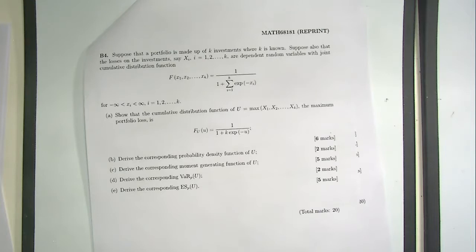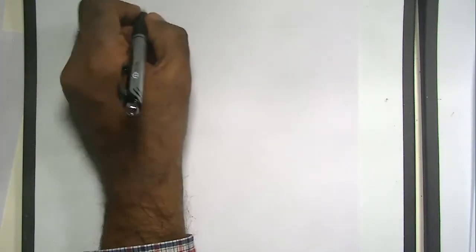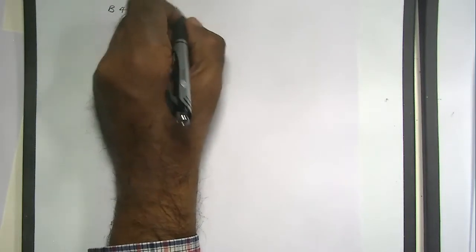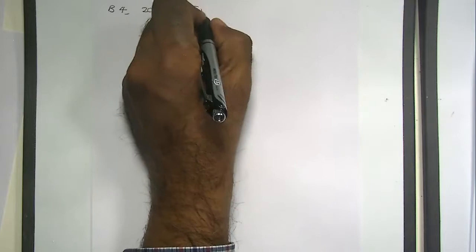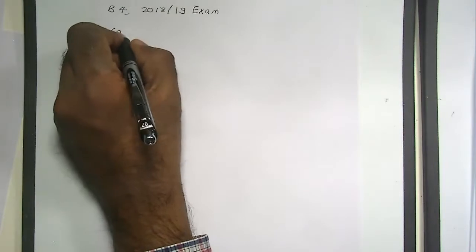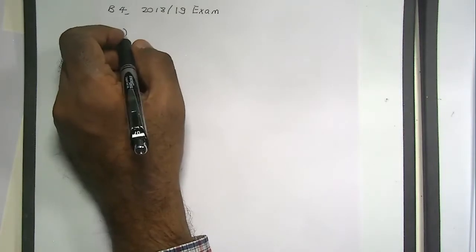Alright guys, let me show you how to do the first two or three parts. Part A is question B4 from the 2018-19 exam. So the first thing, part A, we want to find the CDF of U.